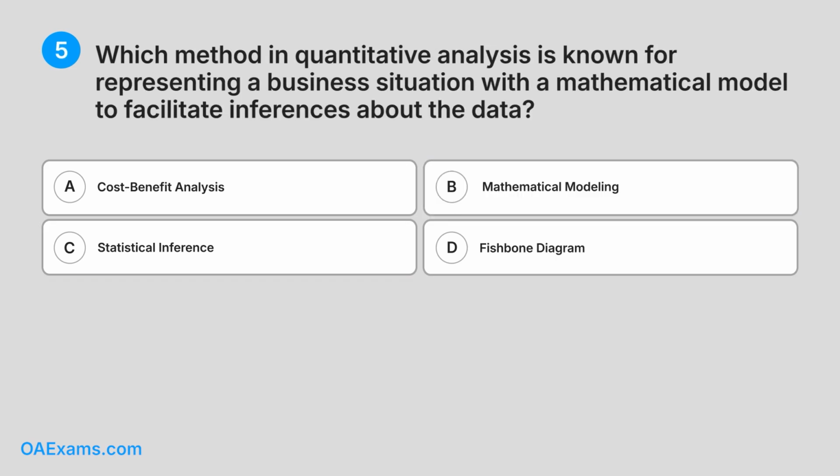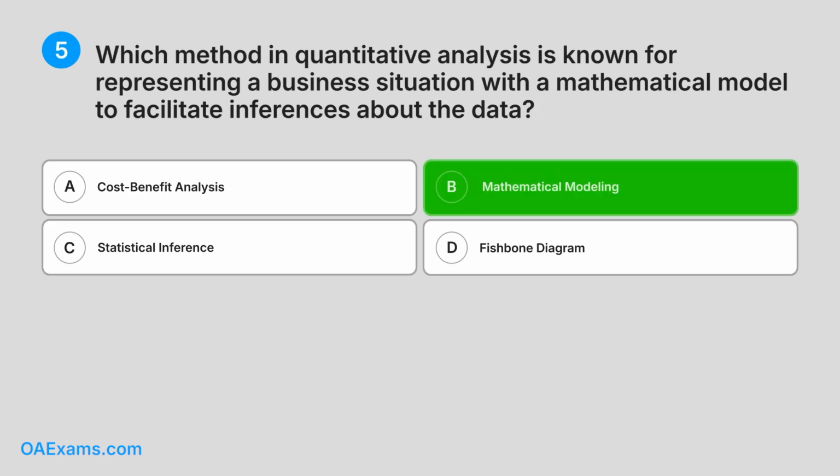5. Which method in quantitative analysis is known for representing a business situation with a mathematical model to facilitate inferences about the data? A. Cost-benefit analysis. B. Mathematical modeling. C. Statistical inference. D. Fishbone diagram. What do you think is the answer? Correct answer: B. Mathematical modeling.